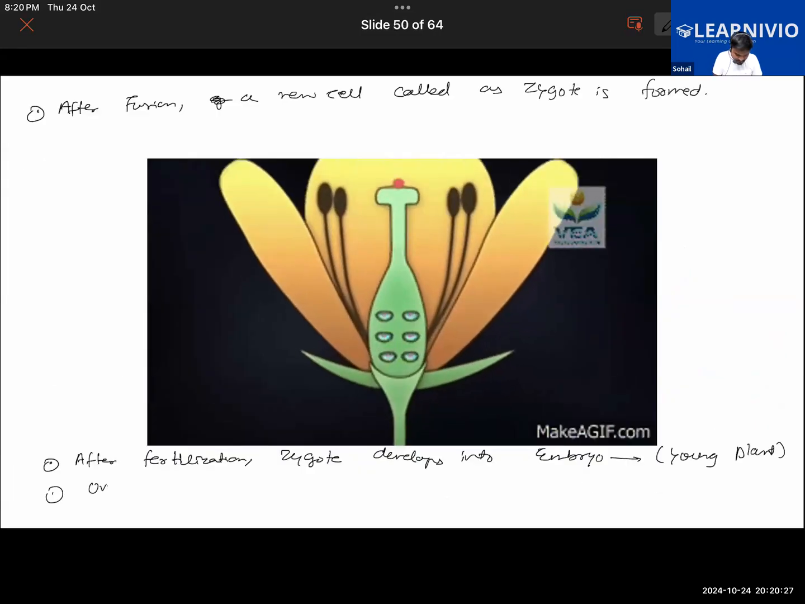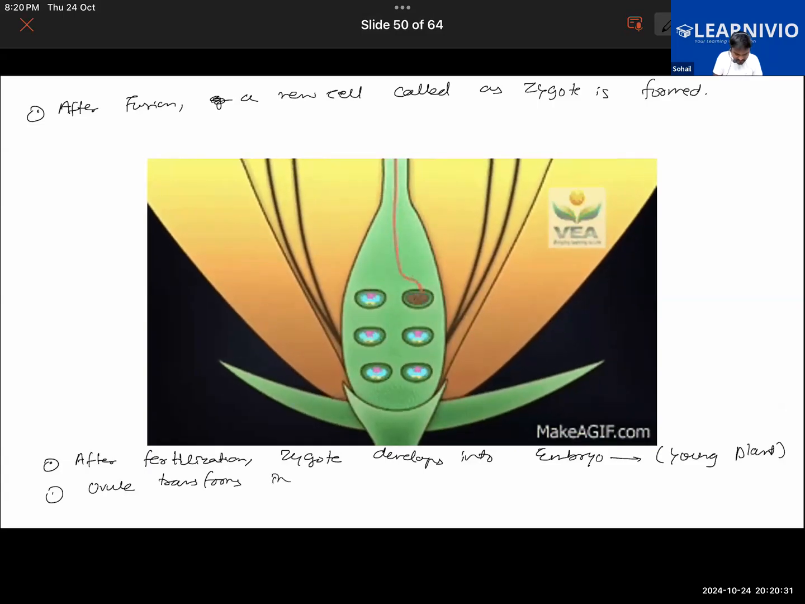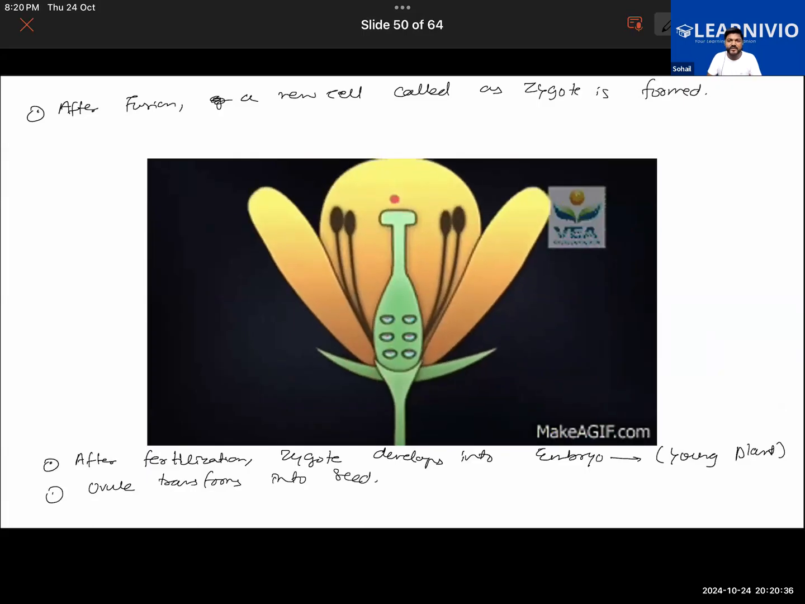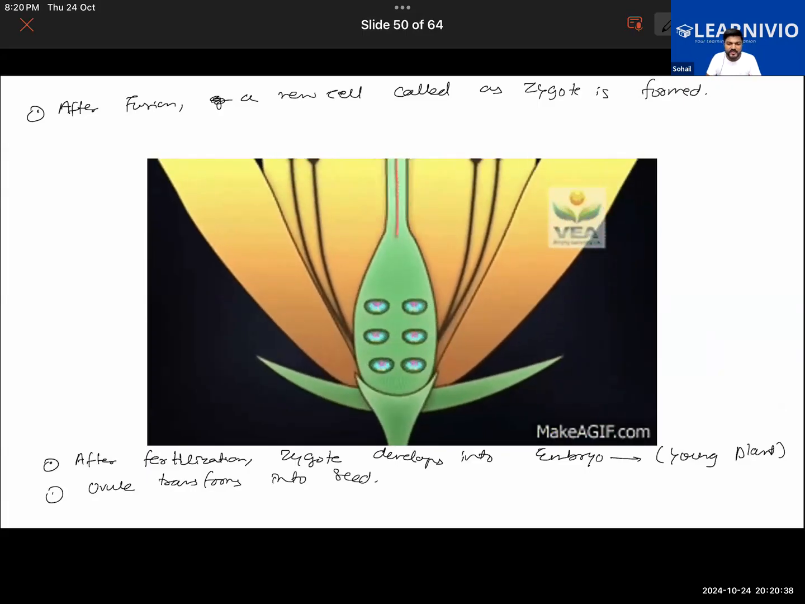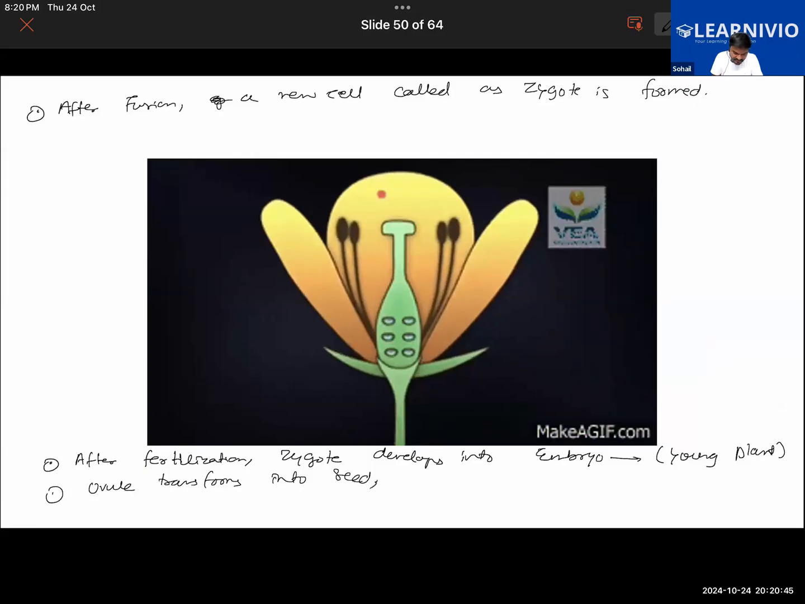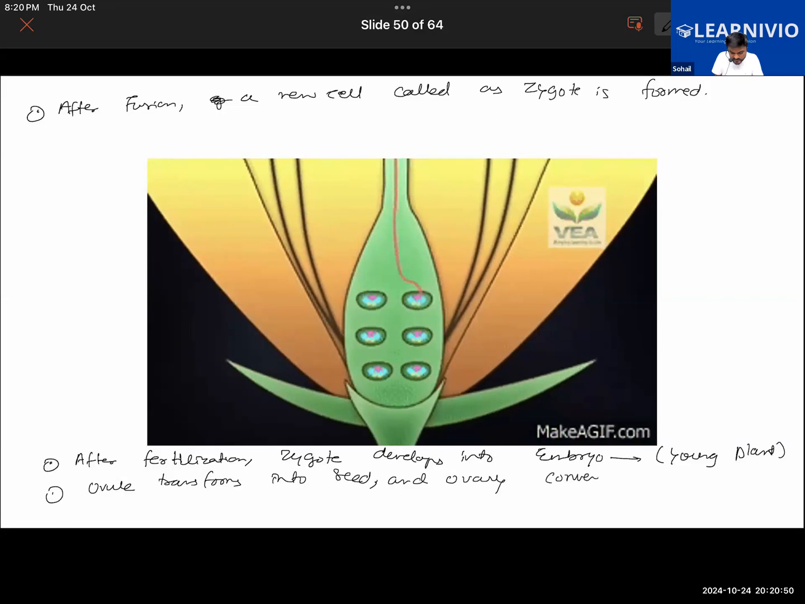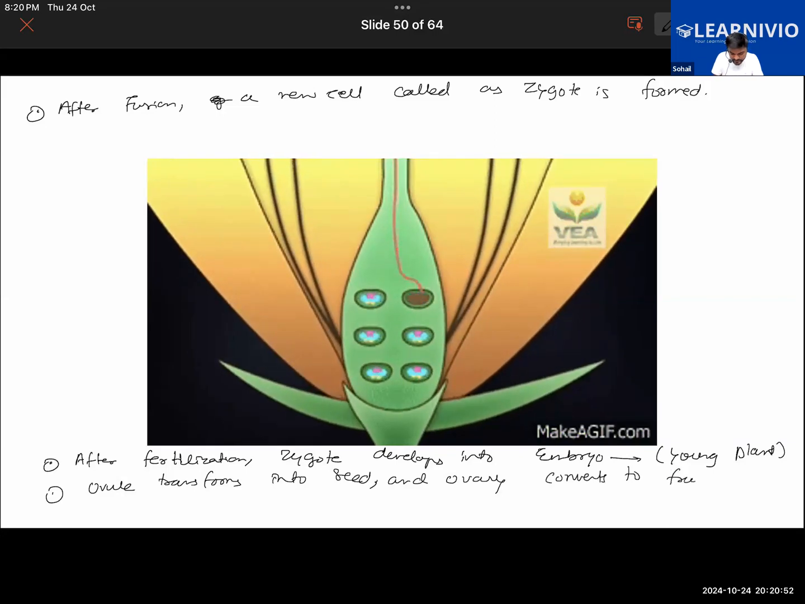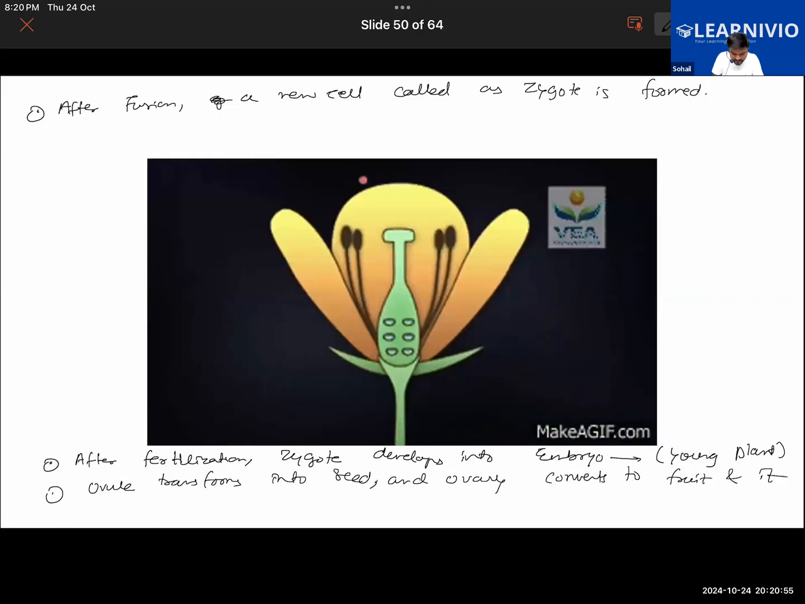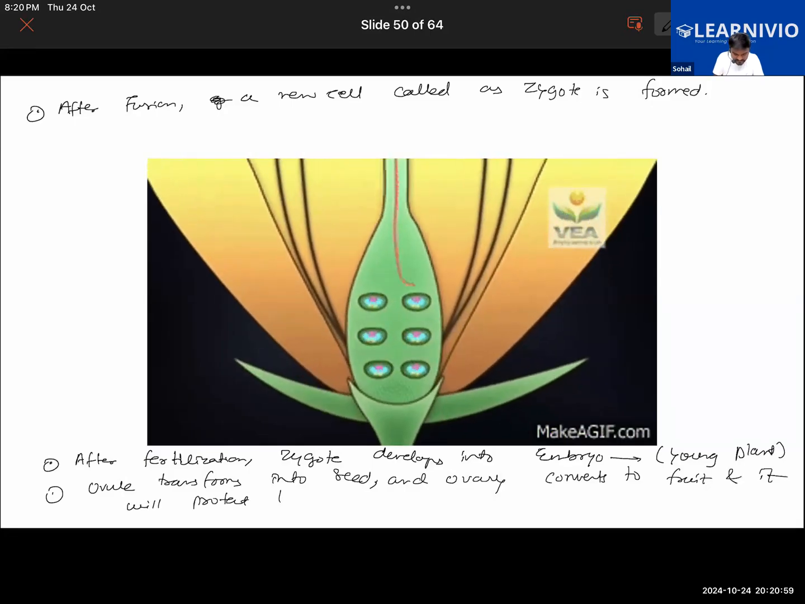So ovule transforms into seed, right? That is one thing. Further, what will happen as the ovule will be transforming into the seed? What about the ovary? Ovary will become the fruit. So ovule transforms into seed, and ovary converts to fruit, and it will protect the seed.